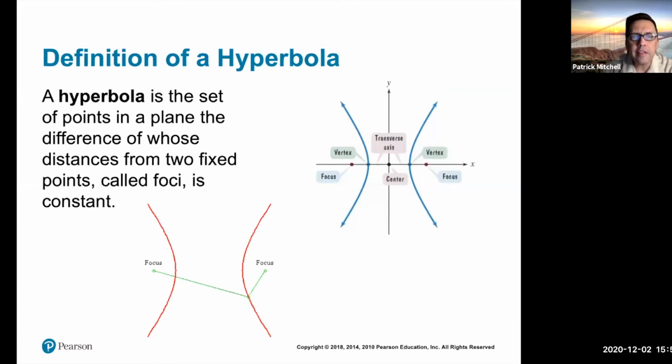So a hyperbola is the set of points in a plane, the difference of whose distances from two fixed points is constant. The difference between this definition and the definition of an ellipse is the word difference. For an ellipse, that word was sum. So here is a GIF I found. And again, the idea is that no matter what point you're looking at on the hyperbola, if you subtract the length of the smaller green line from the length of the longer green line, you're always going to get the same number.